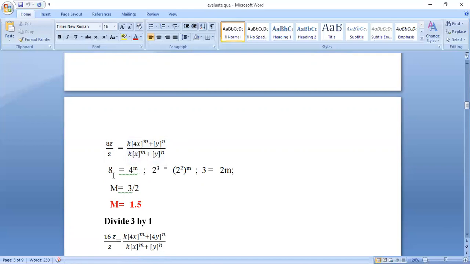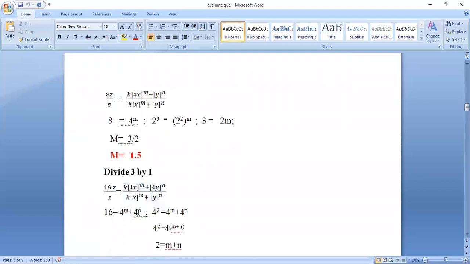So 8 is 2 power 3. So 2 power 3 equals 4, which we are going to write as 2 power 2. So the base 2 is common here. So 3 equals 2m. So m is equal to 3 by 2. So m is equal to 1.5.